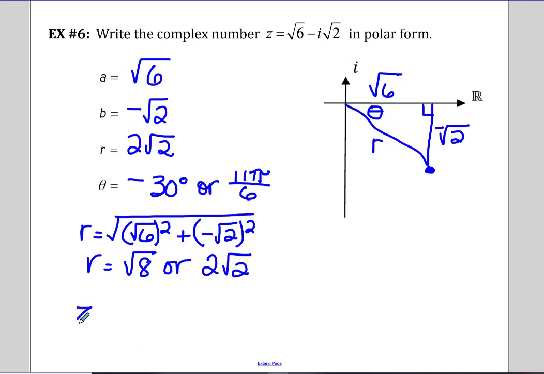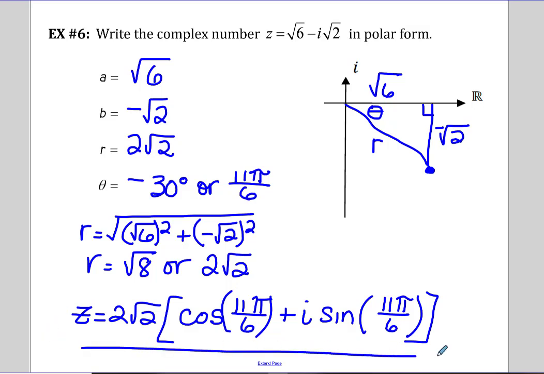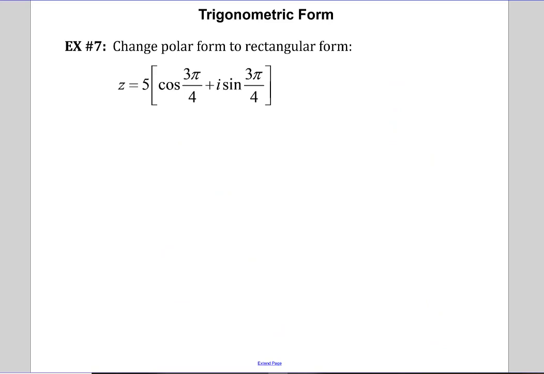So our final step is z equals the modulus, which is 2 radical 2, times cosine 11 pi over 6 plus I sine 11 pi over 6. So just trying to keep those angle measurements positive instead of giving a negative angle measurement. It's prettier. In example 7, we're going to change polar form to rectangular form.